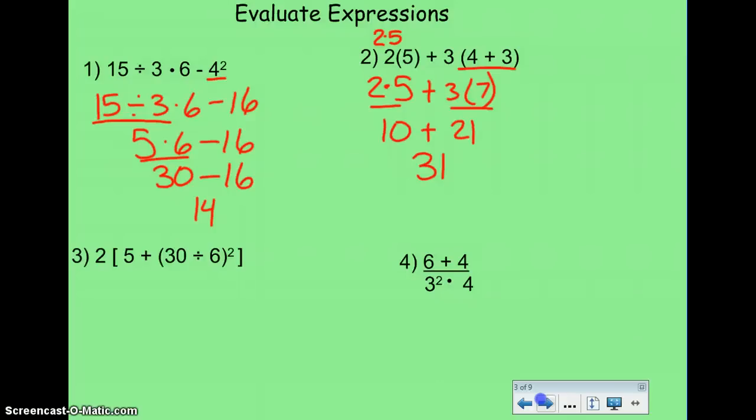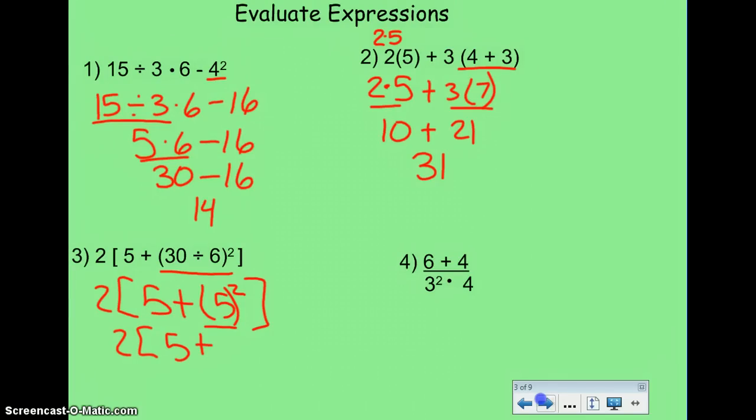So now we look at number 3. Here we've got a lot of different things. We've got brackets or parentheses. We've got exponents. I want to focus on the 30 divided by 6 to the second power. I need to take care of the division first in this setting. So I need to go 2, just copy the rest of this down, plus whatever is in the parentheses here. So 2 times 5 plus 30 divided by 6 is 5. And we'll need to square that. And at this point, we can do this exponent, and we get 2 times 5 plus 25.